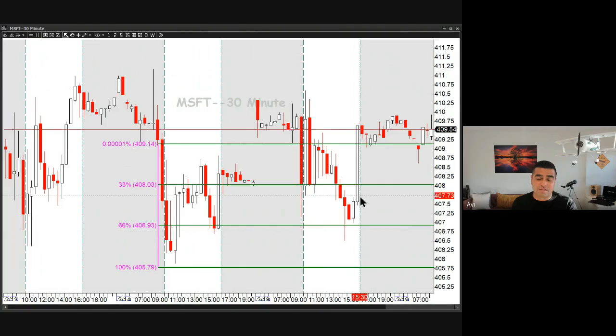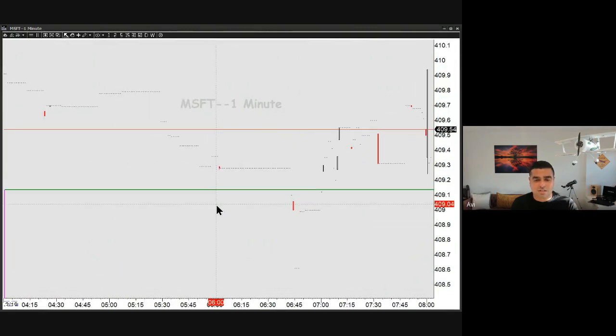Sure enough, it did break out and go and hit the next level and then even bounce back. But in this area is where you'd like to enter, right? Around this 408 area. And let's see now if we can find a breakout pattern or breakout setup on a smaller perspective on a 1-minute chart. So going to zoom back out into it.